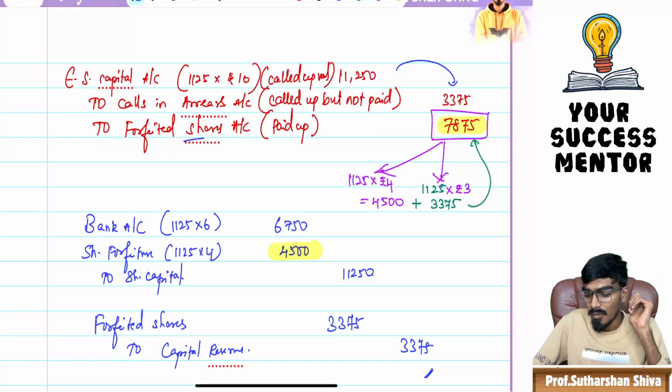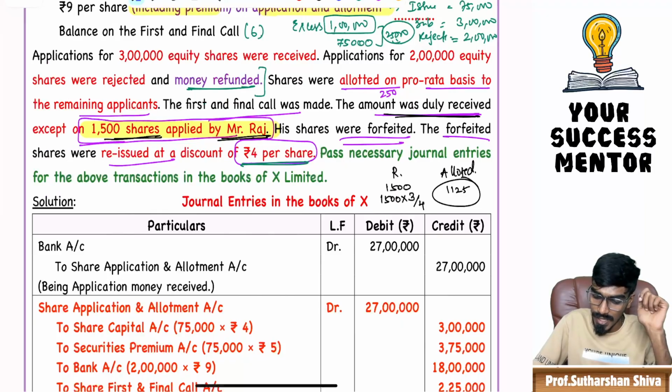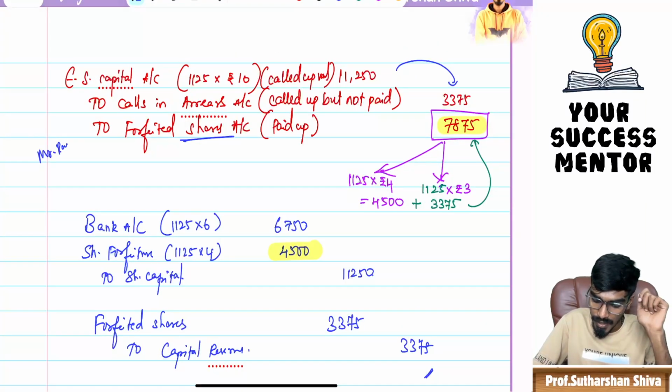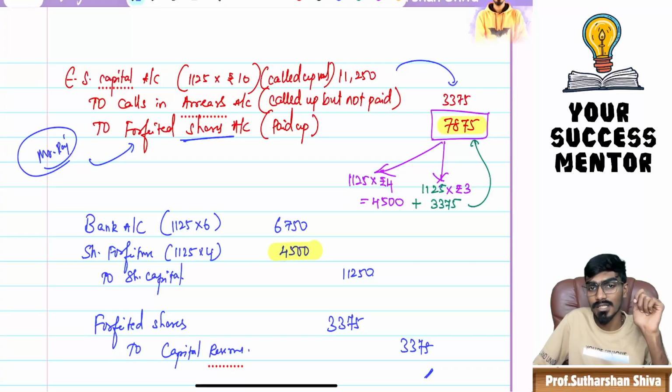But actually, whatever is in forfeited shares is nothing but what was paid up by that shareholder. In our case, the shareholder may be Mr. Raj. Whatever Mr. Raj has paid will come and sit in the forfeited shares account. So he paid 4 per share on 1125 shares, which is basically 4500. And 1125 into 3 per share, which is 3375, is the excess money paid by him.